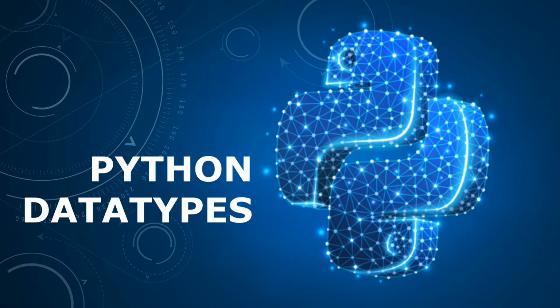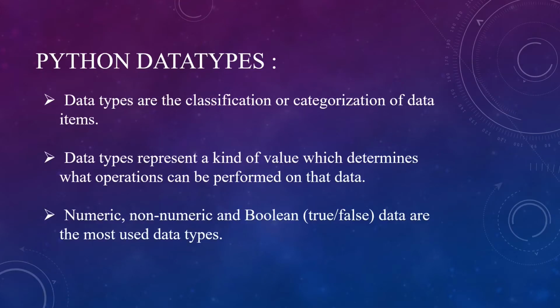In this video, we are going to see about Python data types. First, let's see what data types are. Data types are the classification or categorization of data items. Data types are used to categorize the data item. We just categorize the value like integer, float, string, etc.